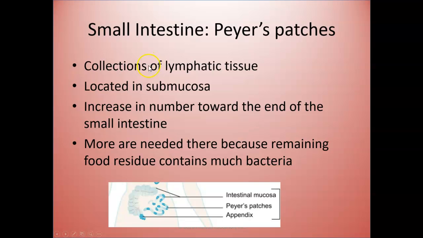In addition, we've got Peyer's patches, which are collections of lymphoid tissue. They're located in the submucosa. They increase towards the end of the small intestine. And more are needed there because food residue contains much more bacteria by the time it gets there. So you can see these Peyer's patches just scattered throughout the small intestine there.